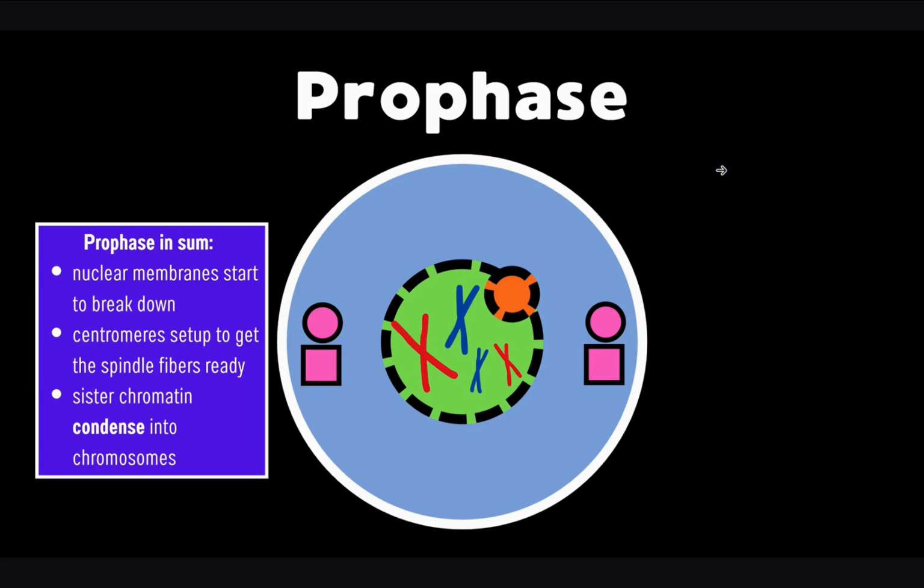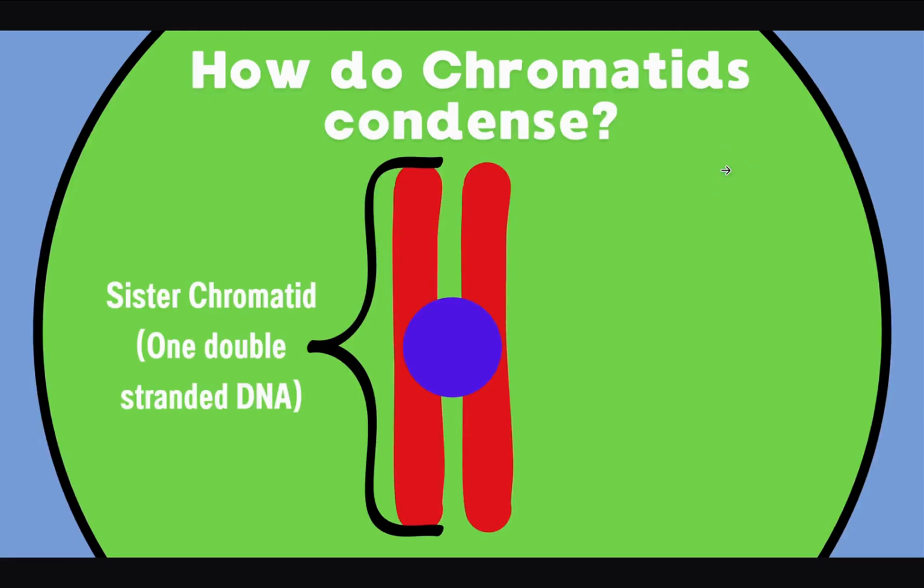So prophase in sum, the nuclear membranes are going to break down, being the nucleus and nucleolus. The centrosomes are setting up on opposite sides to prepare to release spindle fibers, which we'll go into more depth later on. And the sister chromatids are going to condense into chromosomes. Alright? But how do they condense into chromosomes? So let's look at it more closely here.